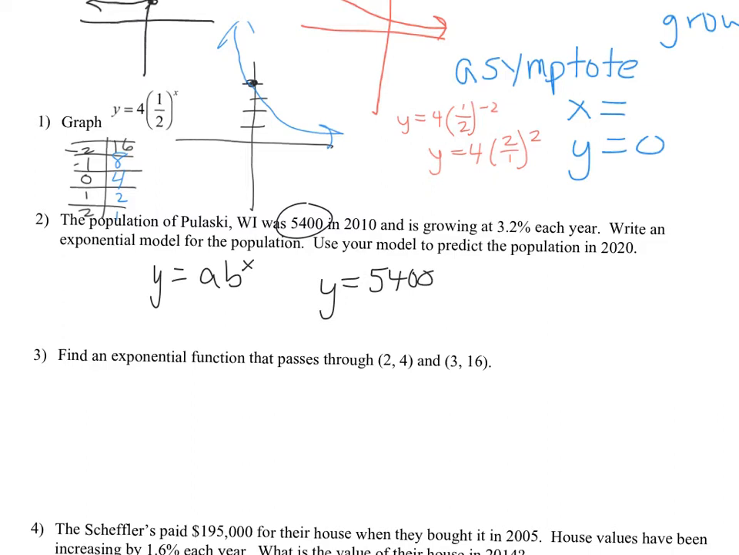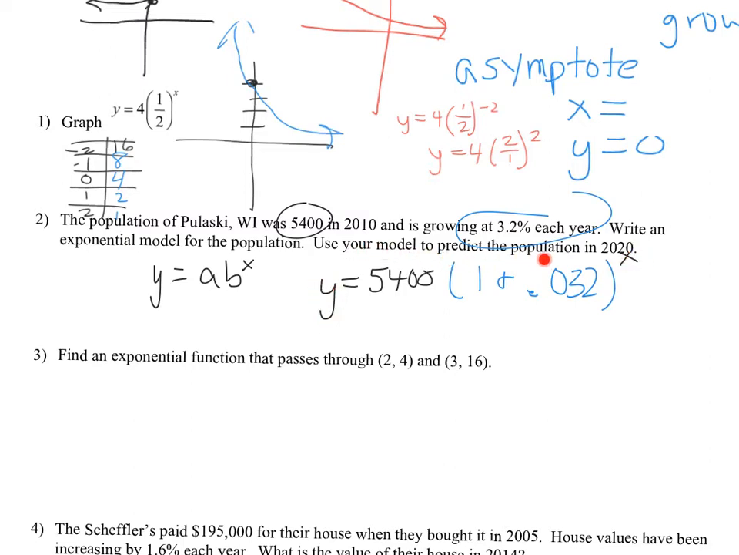And now this time you have to really think about it. If it's 3.2% growing, the growth factor is not going to be 3.2. It's going to be 1 plus 3.2 written as a percent, so it's going to be 0.032, to the x power. So then that's our model. So our model has an x and a y.